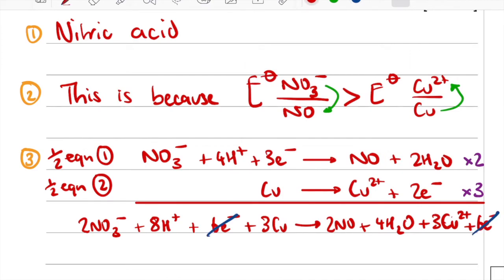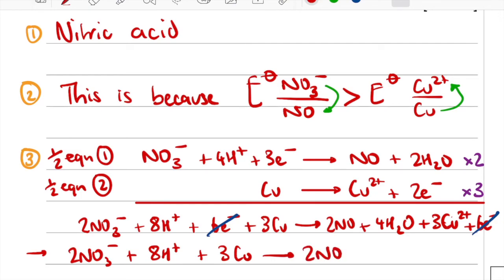So when we look at the overall equation, it is 2NO3- plus 8H+ plus 3Cu goes to 2NO plus 4H2O plus 3Cu2+.